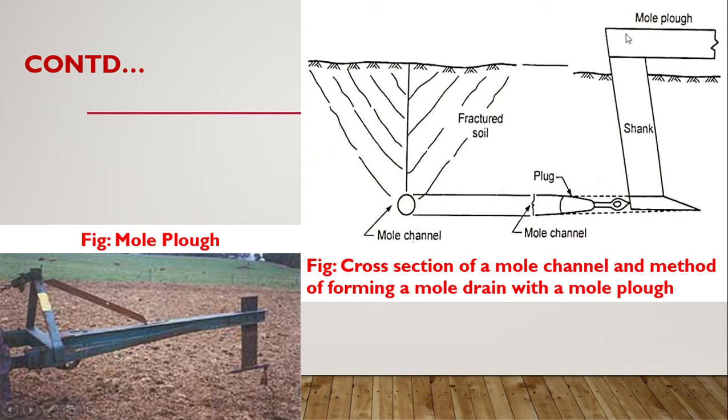First what we will do is we will penetrate this shank below the ground surface and we will move the prime mover. So what will happen, this shank along with this plug will move, the shank will make a hole and the plug will expand the hole and remove the soil from that particular hole. Likewise, the mole channel will be formed. So this is the sectional view of that moving equipment. So this is actually a mole plow.